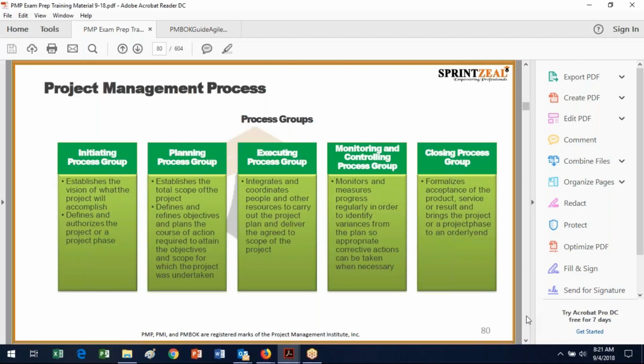Then the planning process group, and this is a large majority of what a project manager does, establishes the total scope of the project and defines and refines objectives and plans the course of action to obtain the project success for which the project was undertaken.